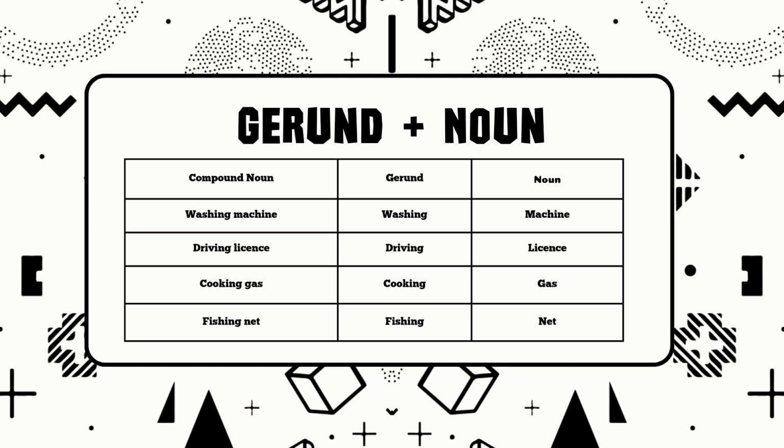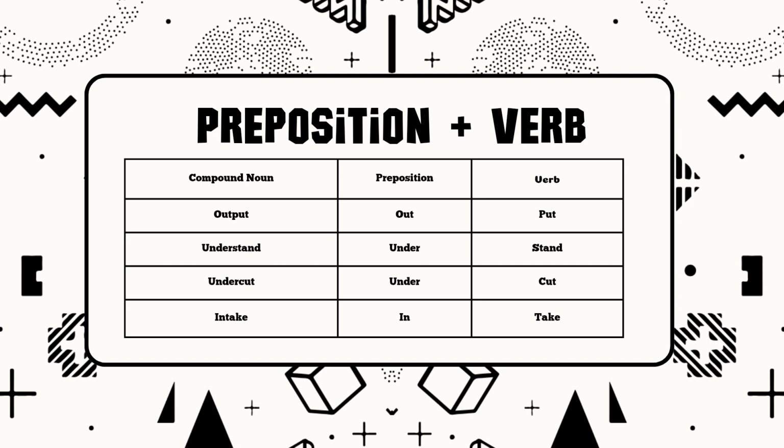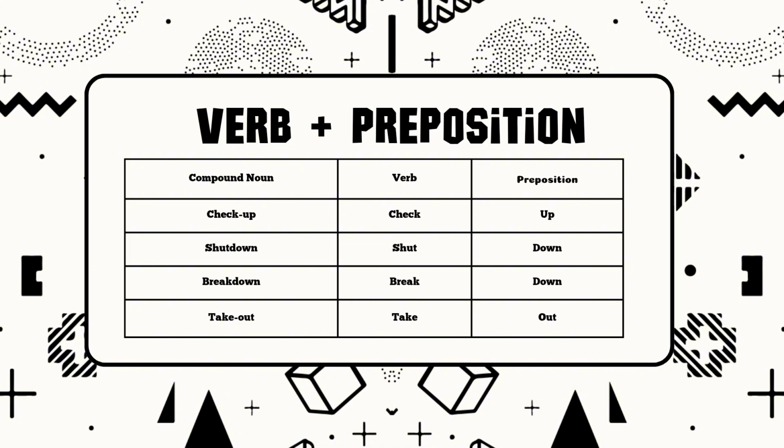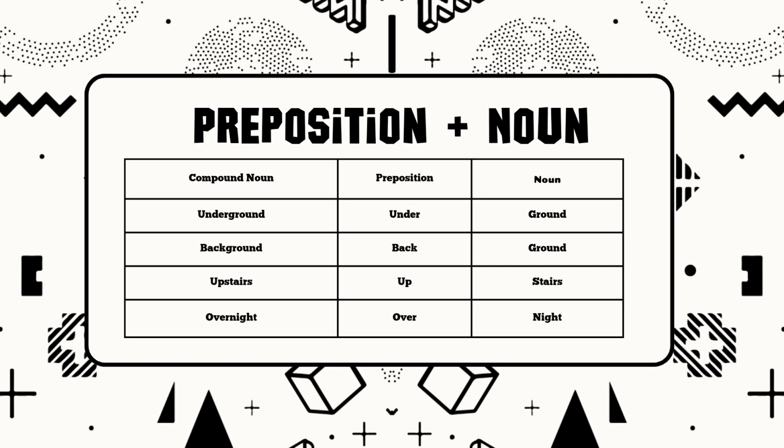Gerund plus noun, washing machine, driving license, cooking gas, fishing net. Preposition plus verb, output, understand, undercut, intake. Verb plus preposition, take up, shut down, break down, take out. Preposition plus noun, underground, background, upstairs, overnight.